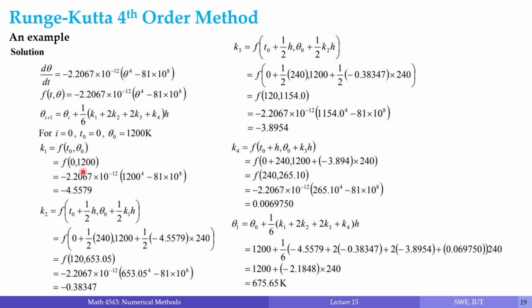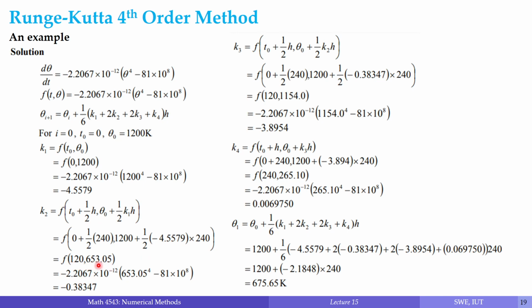When you plug these values into your bivariate equation and use a calculator, you should get something like minus 4.5579. That's your value of k1. Now how to find the value of k2? We'll use the equation for k2 in Runge's approach. We know the value of h, t naught, theta naught, and k1 because we've already calculated it. You plug them in and get your functional value at the point 120 comma 653.05.